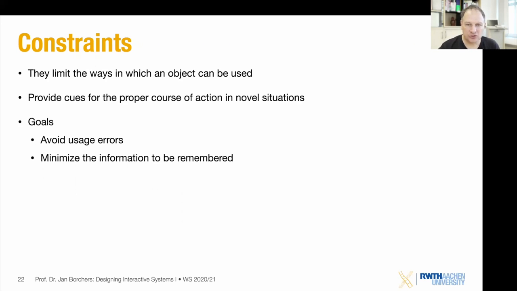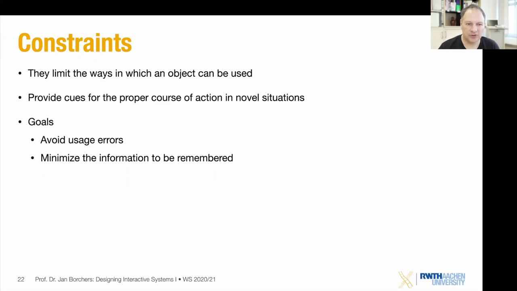The goal of constraints is to avoid errors in use, right? To avoid people making mistakes, by keeping them on the right track in the interaction, if you want. And the second effect of these constraints is that they minimize the amount of information that you need to remember. So by doing these two things, they help you use the product, the system, in the right way.